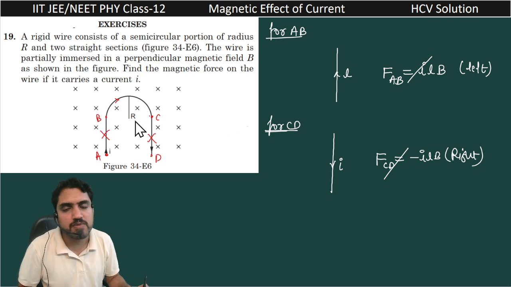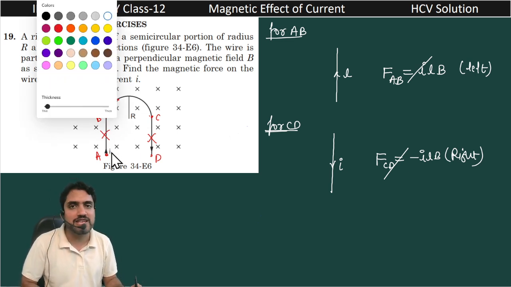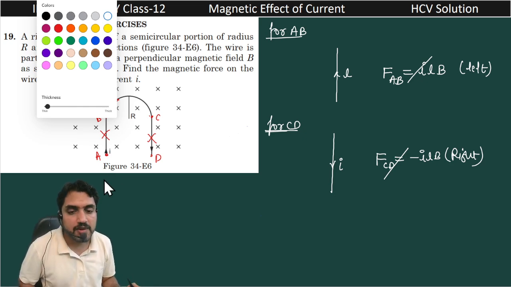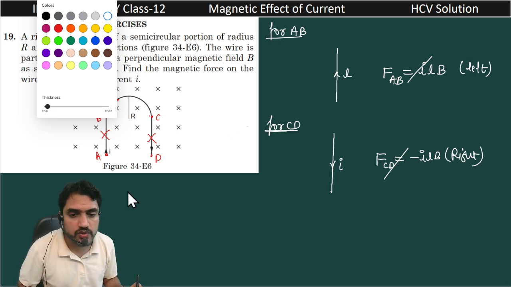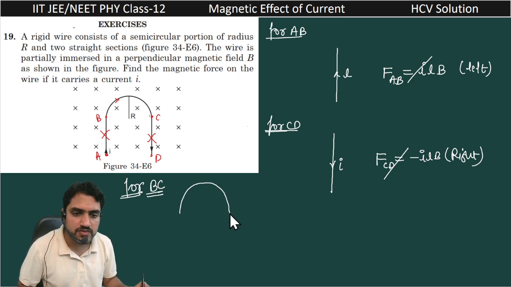Only the BC portion is remaining. So whatever the force on BC, that is the net force. But it is a curved section, so what do we have to do? That we have already discussed. Now we are talking about the force on the BC part, the curved portion.